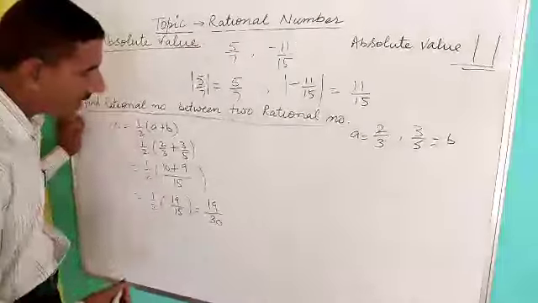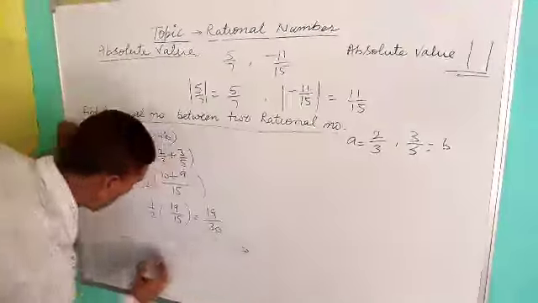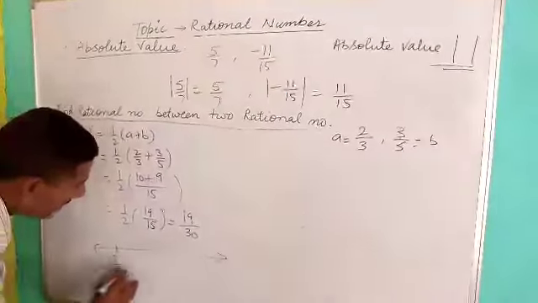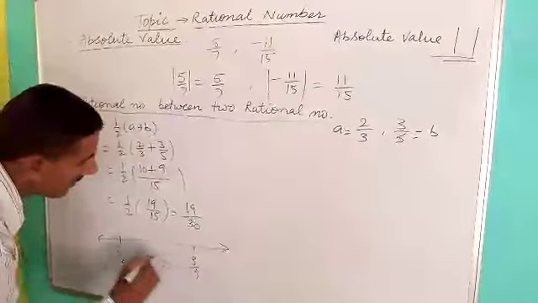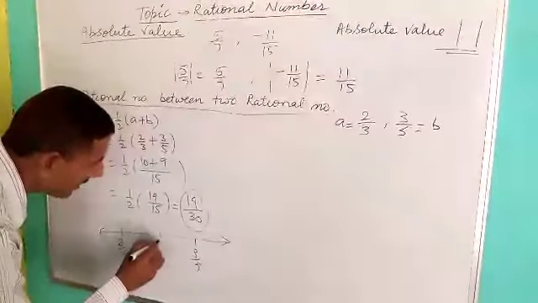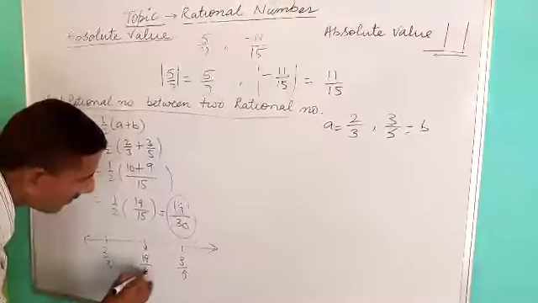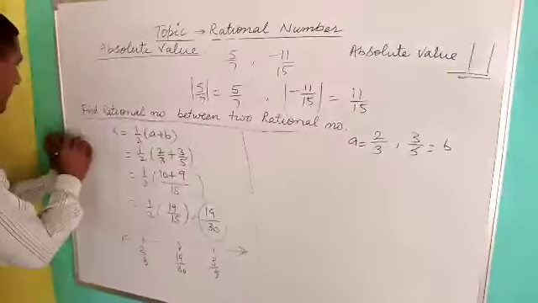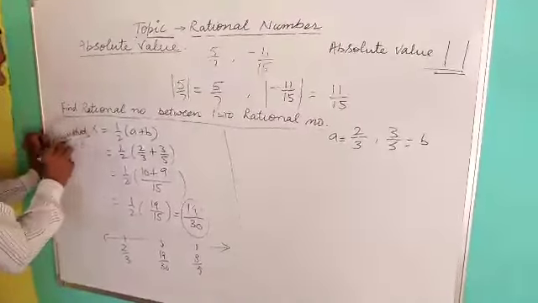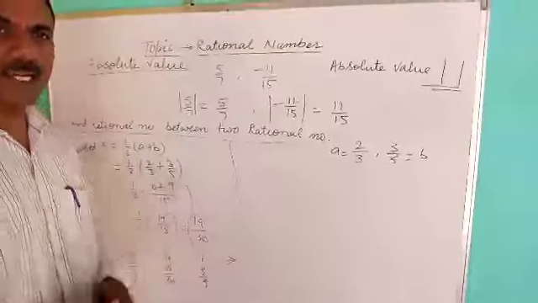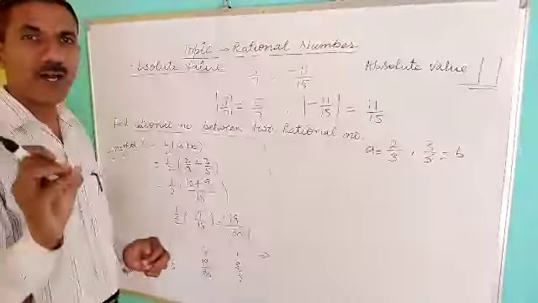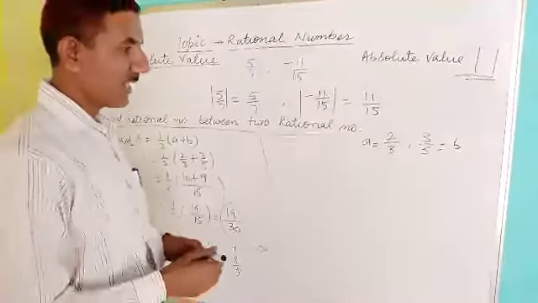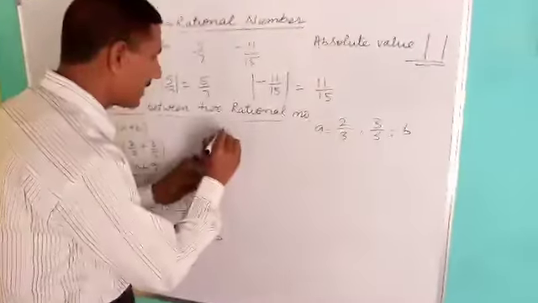So 19 upon 30 is the number between 2 by 3 and 3 by 5. So 19 by 30 will lie between both the numbers. This is the first method, and this is applicable only in the case when we want only one or two rational numbers. If you want more rational numbers, then we apply the other method, the second method.